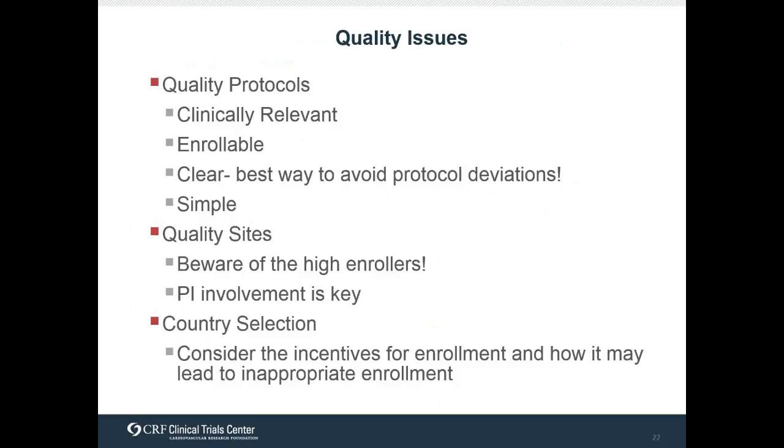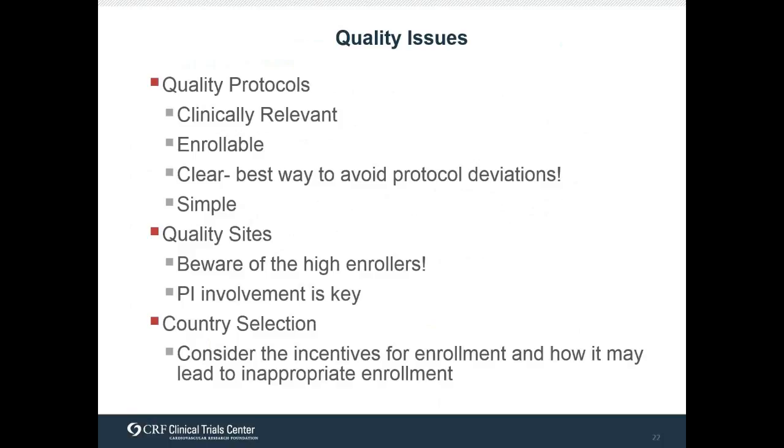Site selection is, of course, very important. There's always the tendency to select sites that have been the best enrollers in other trials. Be careful of the extremely high enrollers. Invariably, there may be some quality issues, and you have to be very careful that a high enrolling site has the resources and bandwidth to do high quality work.